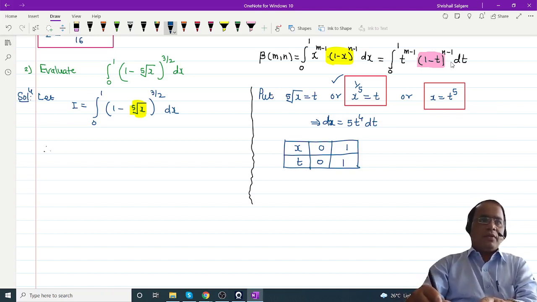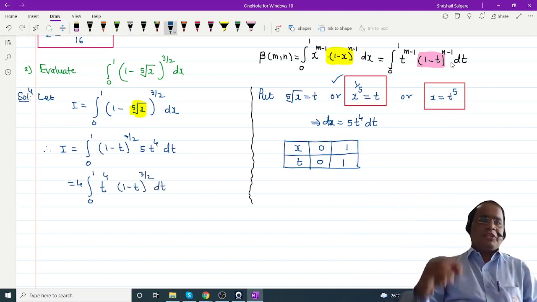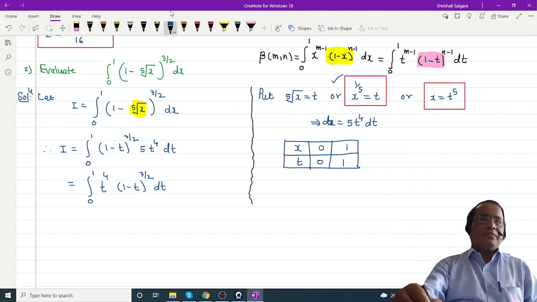So this integral can be written as 0 to 1, 1 minus t raised to 3 by 2, and dx is given by 5 into t raised to 4 dt. Now from this, I will take 4 as common, and 0 to 1, first I will write t raised to 4, second I will write 1 minus t raised to 3 by 2 dt. Sir, we have to take 5 as common, sir. Yes, very good. Thank you for correcting it. It is 5 as common.